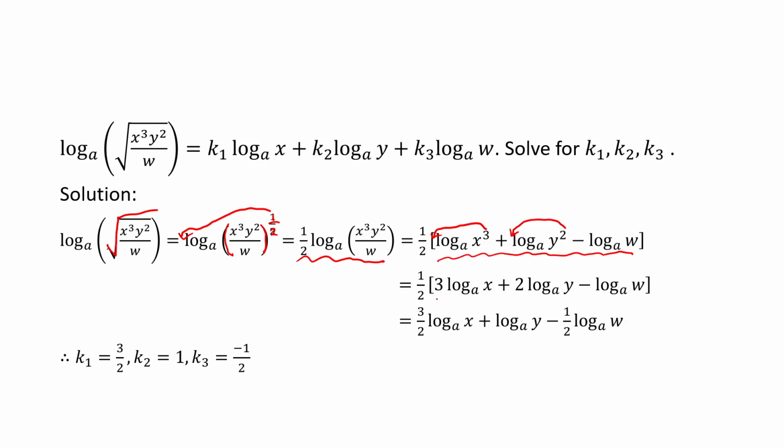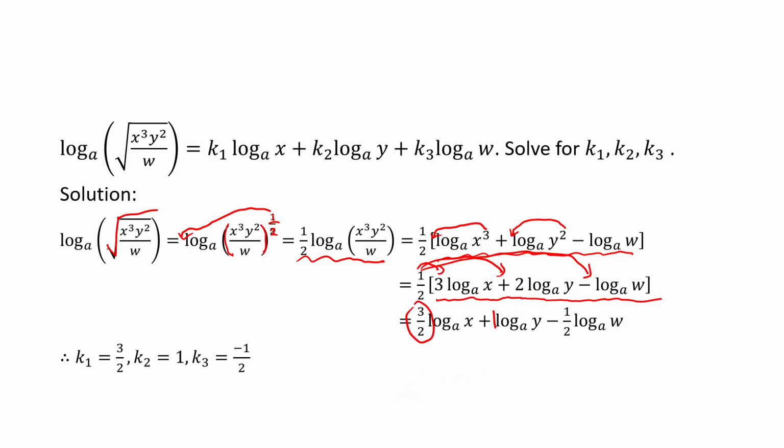So we've got 1/2 times 3 log base a of x plus 2 log base a of y minus log base a of w. And now we can distribute in this 1/2. So you'll see what's really key here is keeping your order of operations true. 1/2 times 3 is 3/2. 1/2 times 2 is 1. And 1/2 times -1 is -1/2.